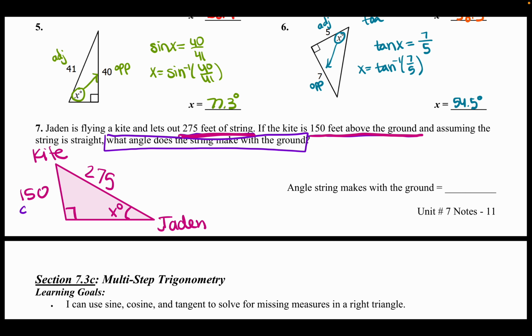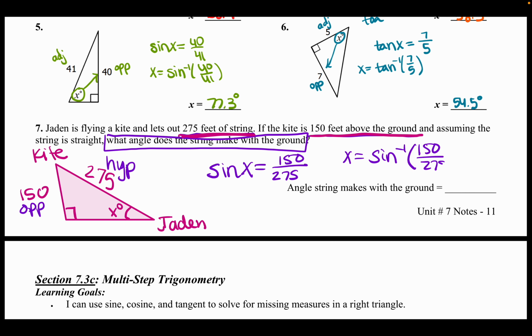So this is our opposite. 150 is opposite. Across from your right angle is hypotenuse. So this is a sine. Sine of x equals 150 over 275. So x equals sine inverse of 150 over 275. Enter that in your calculator. So we get 33.05, so 33.1 degrees. That's what this angle measure is right here.